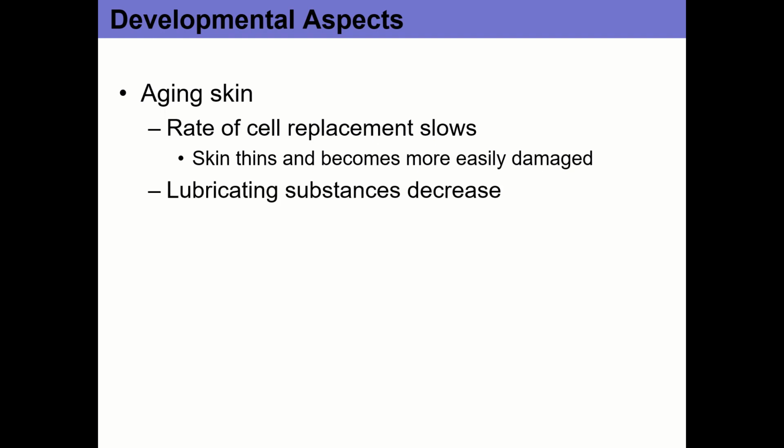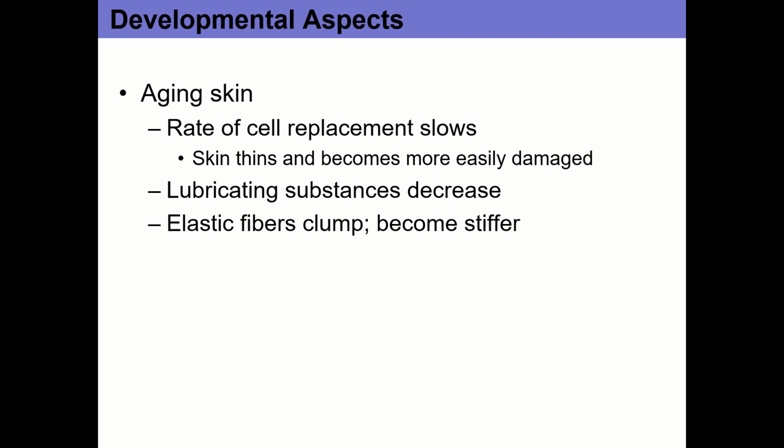In addition to not producing as many keratinocytes, the sebaceous glands, the oil glands, become less active. Again, that oil is protective for the skin and keeps it from being quite as brittle. So if your oil production decreases, then the skin becomes easier to tear. If the skin's thinner and has less oil, it's more susceptible to damage, particularly cuts and scrapes.